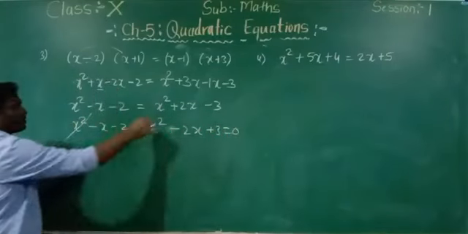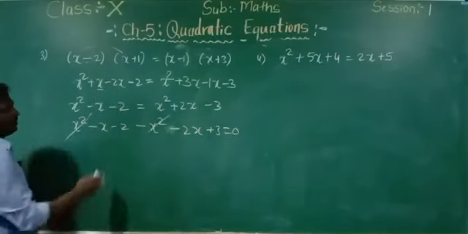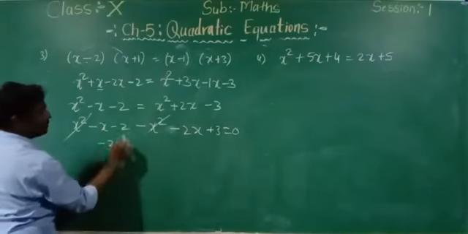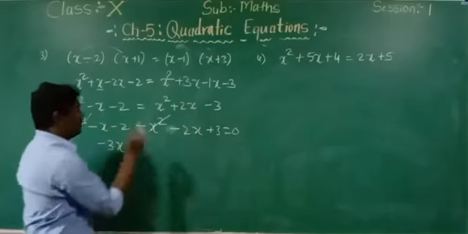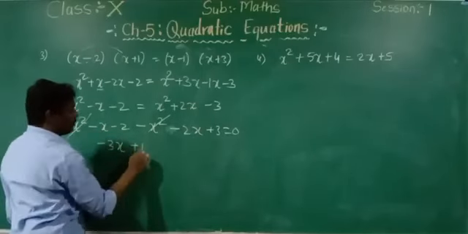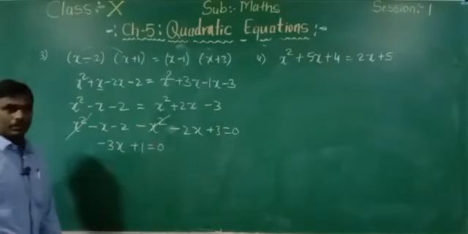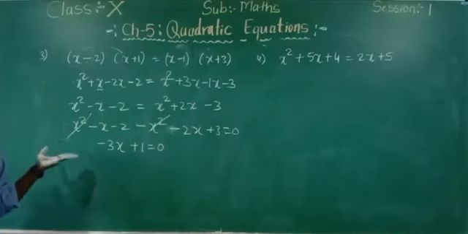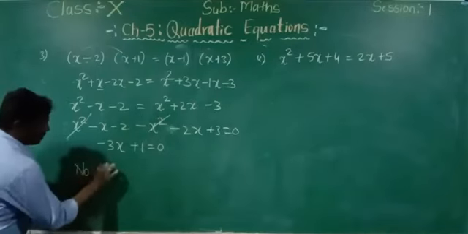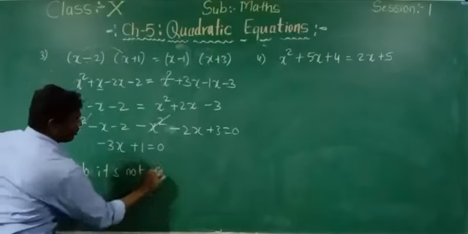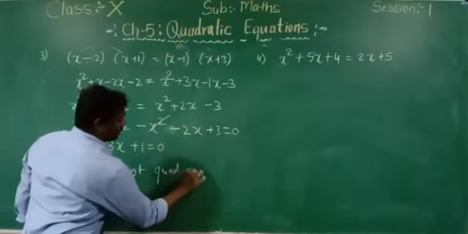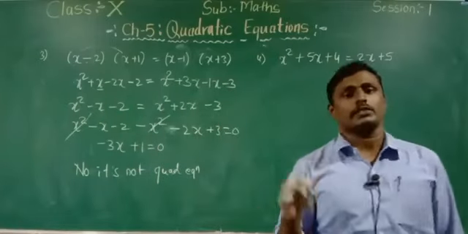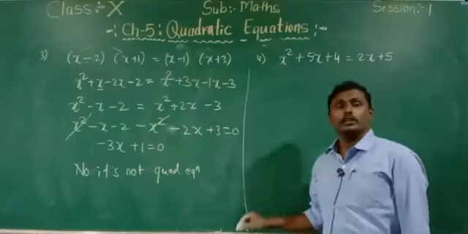Here plus x square and minus x square get cancelled, and the next terms are minus x minus 2x, minus 3x, minus 2 and plus 3. It becomes minus 3x plus 1, which is equal to 0. Is it a quadratic equation or not? No, it is not a quadratic equation, because it is not in the standard form of ax square plus bx plus c is equal to 0. That's why it is not a quadratic equation.